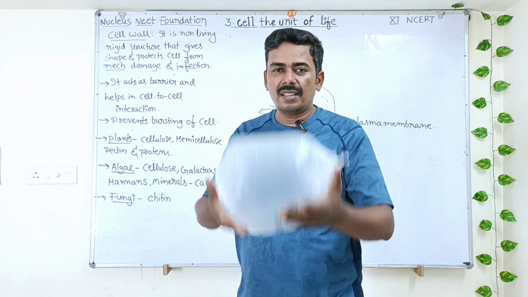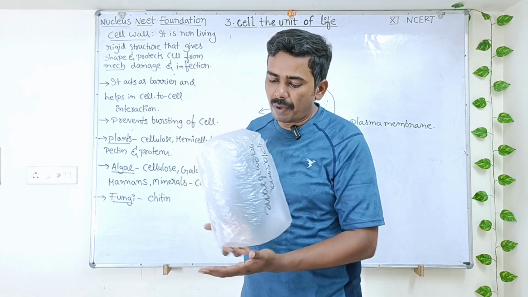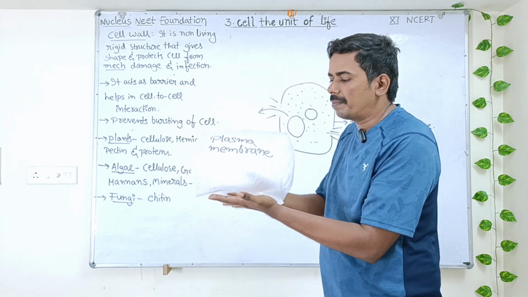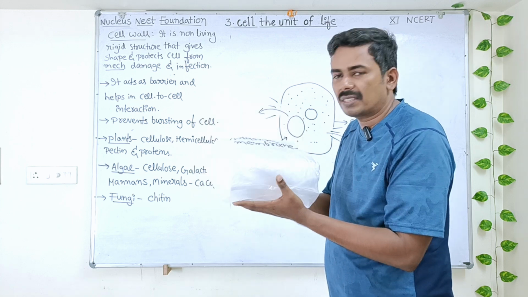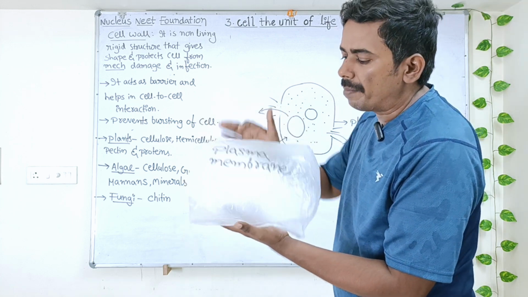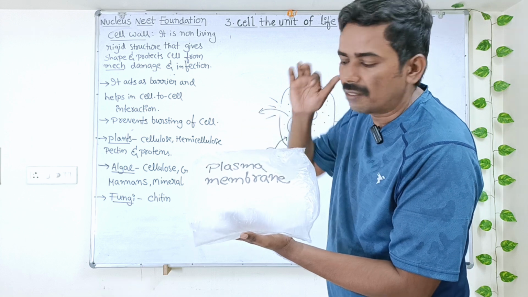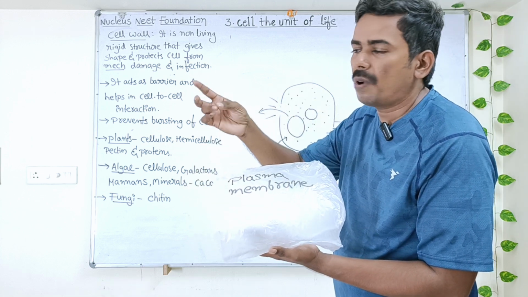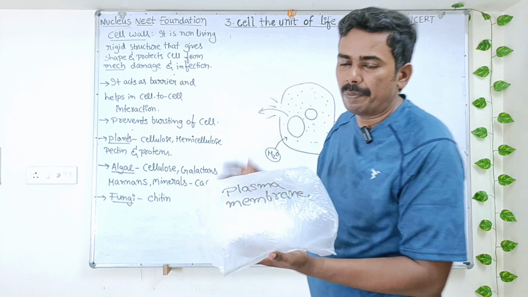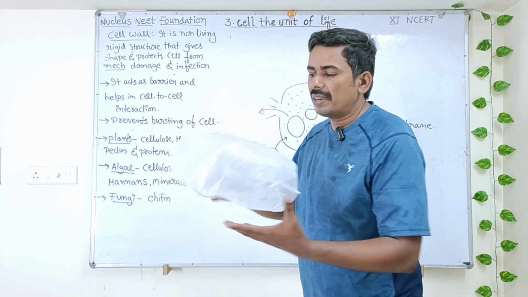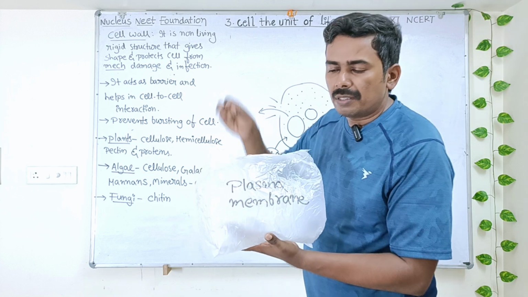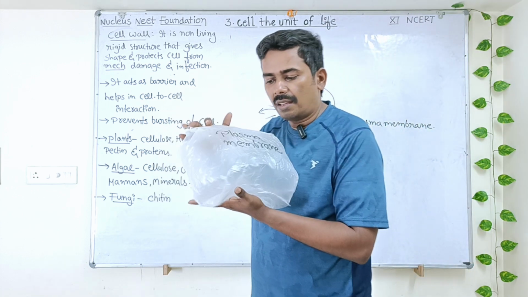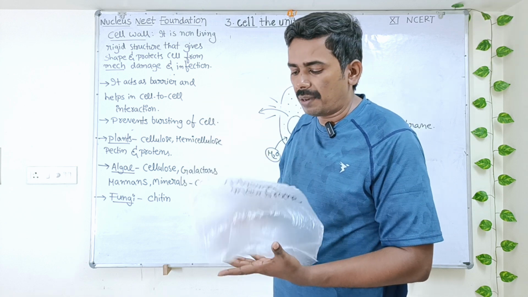So imagine that this is a cell. The cell is covered by a plasma membrane which is a flexible, selectively permeable membrane. You can see here it is flexible. What are the different components present in the plasma membrane? Lipids, carbohydrates, and proteins. These three components will be present. Now imagine that inside this cell there is a cytoplasm, a nucleus, and all cell organelles present under the plasma membrane.